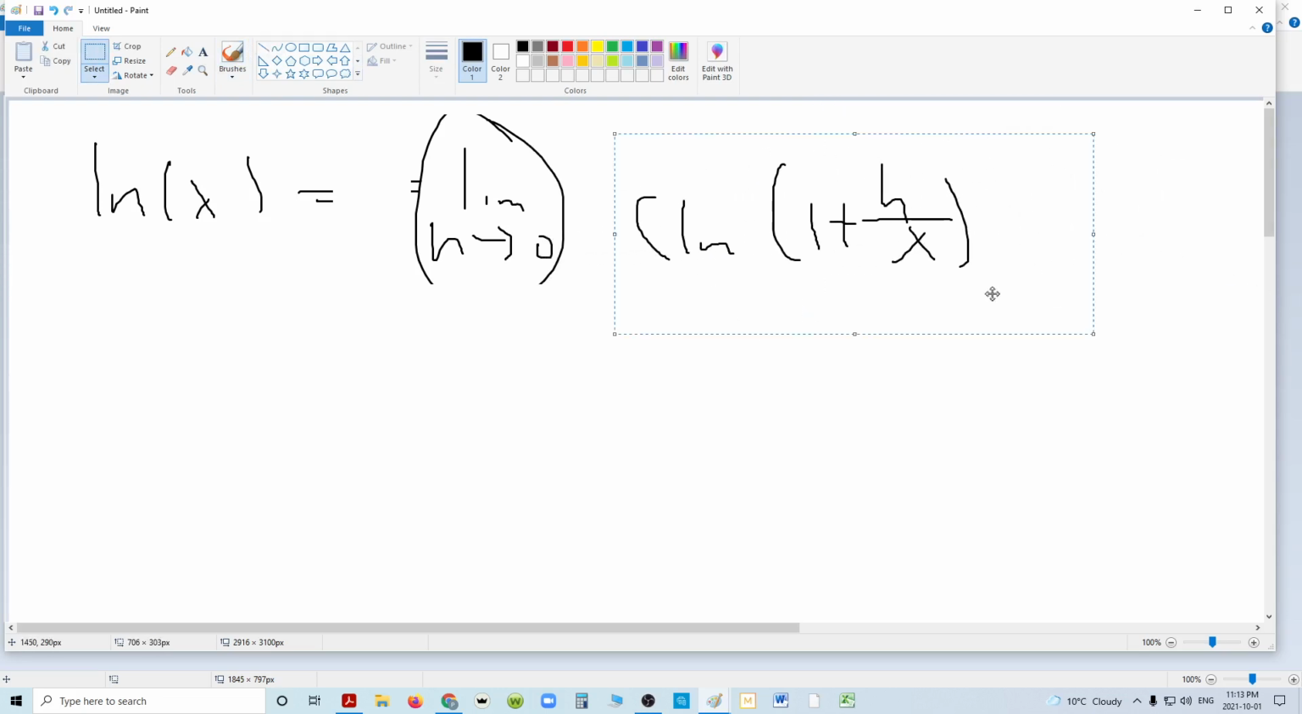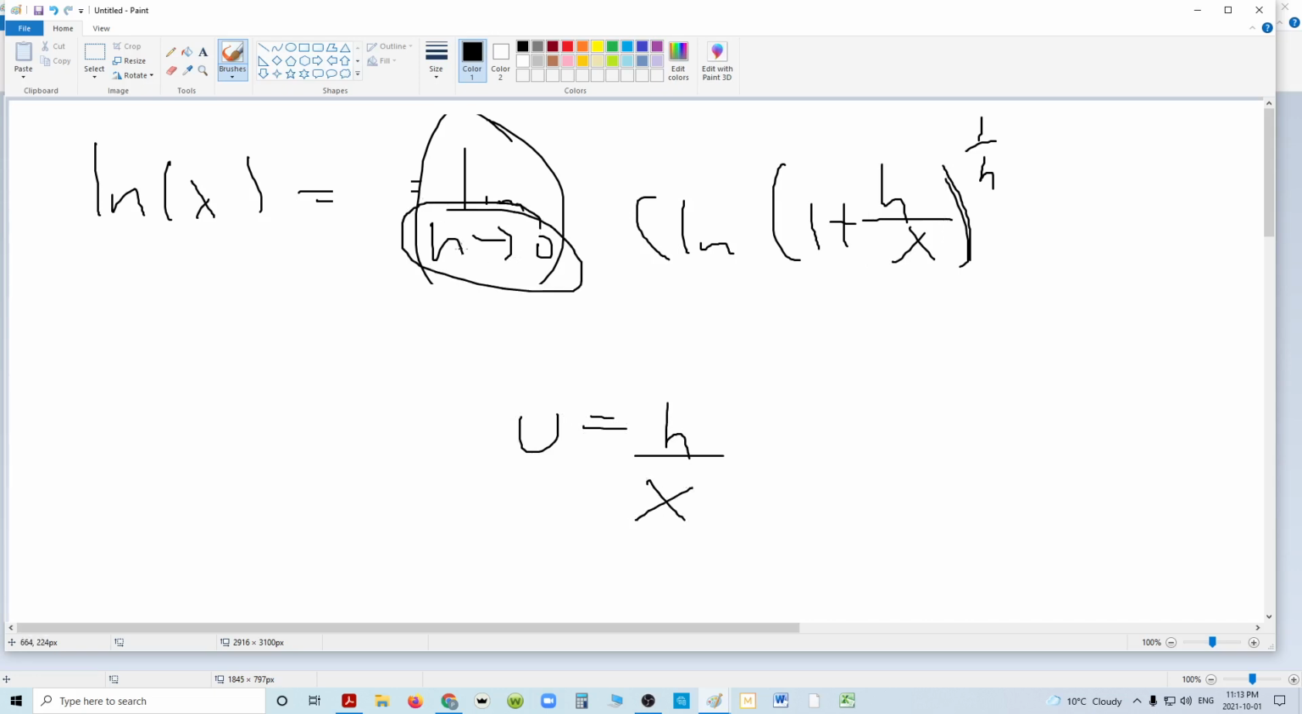And this ln(1 + h/x), I'm going to now put it as an exponent of 1 over h. Well, we're very close here. We just now have to say, I don't like this h over x. I'm going to replace this with the letter u, and I'm going to make u equal to h over x. Just remember that we were looking as h approaches 0. What happens to this fraction as h approaches 0? It's clear that this fraction also approaches 0. So that means, in this case, if we're going to replace h with u, u also is approaching 0.